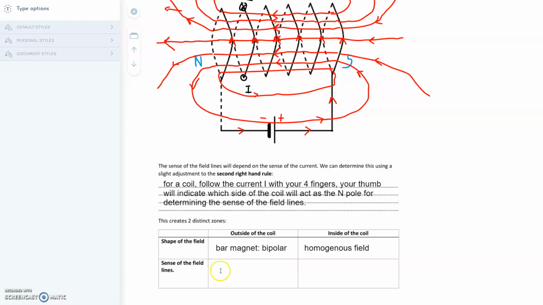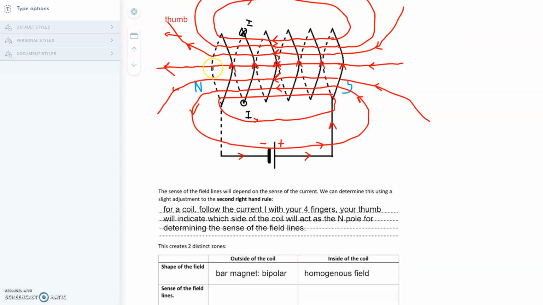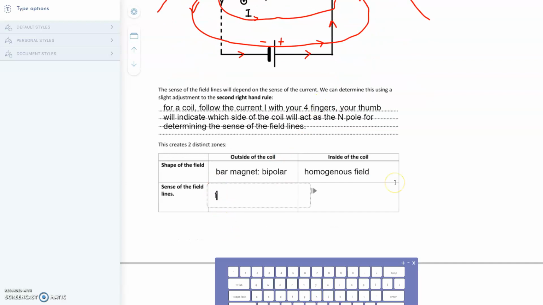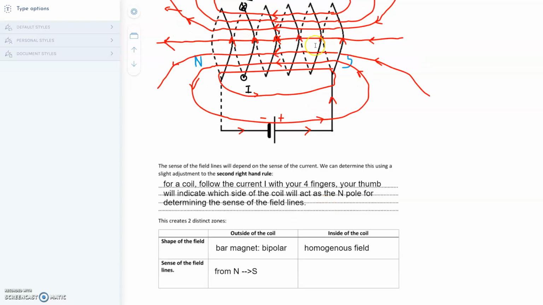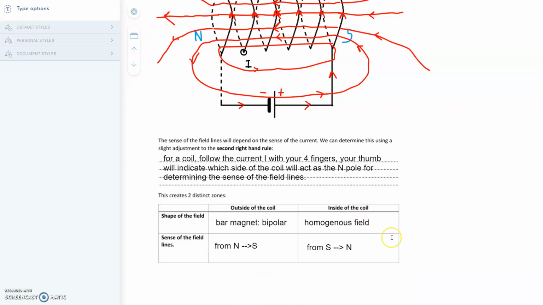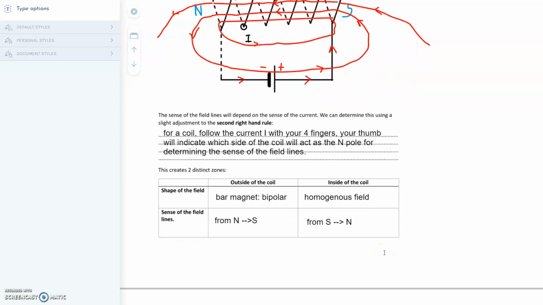Now, outside of the coil, you will notice that the field lines are going away from the North Pole and towards the South Pole in this case. So this follows the traditional pattern of from north to south. However, when we look inside of the coil, the field lines are actually flowing from the South Pole to the North Pole. So it is the exact opposite, meaning we can divide our magnetic field up into two distinctive parts, outside of the coil and inside, and they both behave very differently.